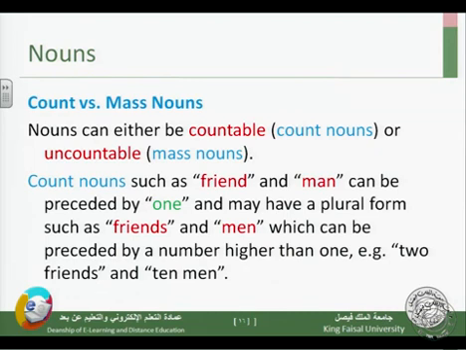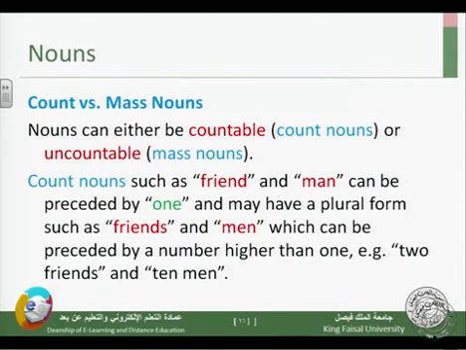Next we will have the distinction between count and mass nouns. Nouns can either be countable, and we call those count nouns, or uncountable, and these are called mass nouns. Count nouns such as friend and man can be preceded by one. So we can say one friend and one man, and they may have a plural form such as friends and men. Friends is the plural form of friend, and men is the plural form of man. These plural forms can be preceded by a number higher than one. So we can say 2 friends and 10 men. So these are count nouns.